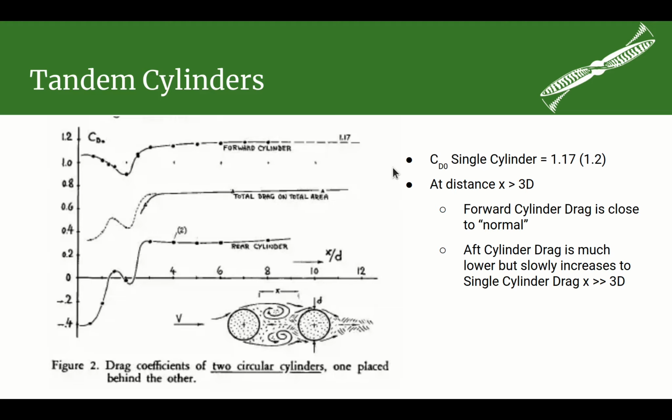Now for a cylinder by itself, at this Reynolds number, the coefficient of drag is typically about 1.17, and you'll see some documents round up to 1.2. So that's good enough for what we're talking about here.